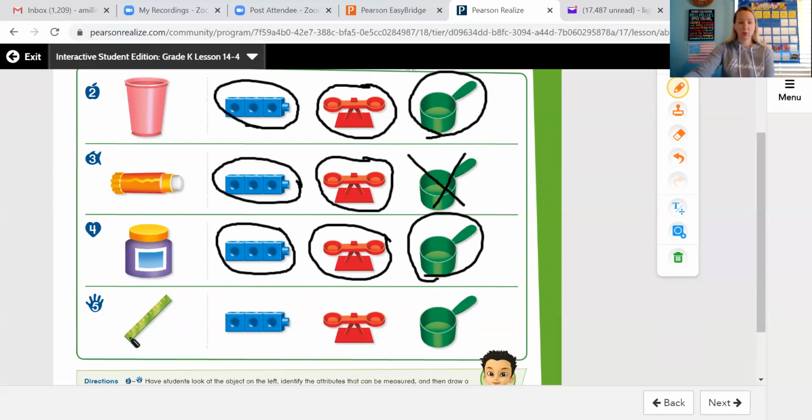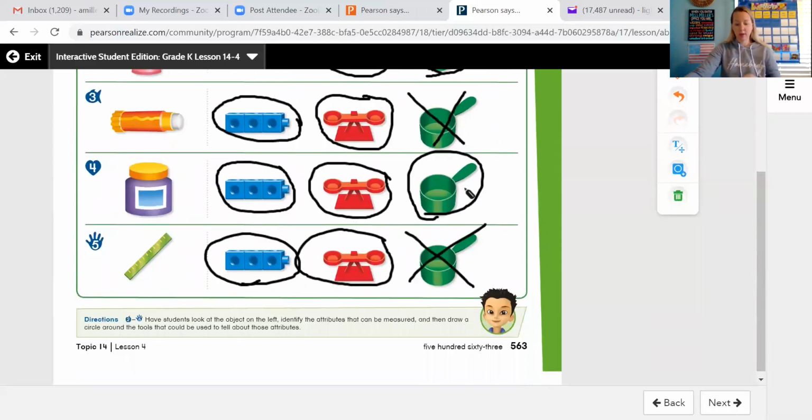And the last one, we have a ruler. Can we use a cube train to figure out the length or height of the ruler? We sure can. Could we use a balance scale to figure out if a ruler is heavier or lighter than another object? We sure could. And could we use a measuring cup to decide how much a ruler can hold? No, we cannot pour anything into the ruler and we cannot pour anything out of the ruler. All right, good job, friends.